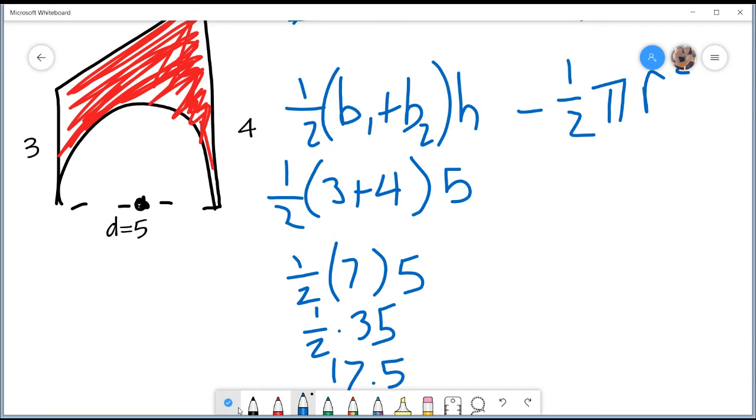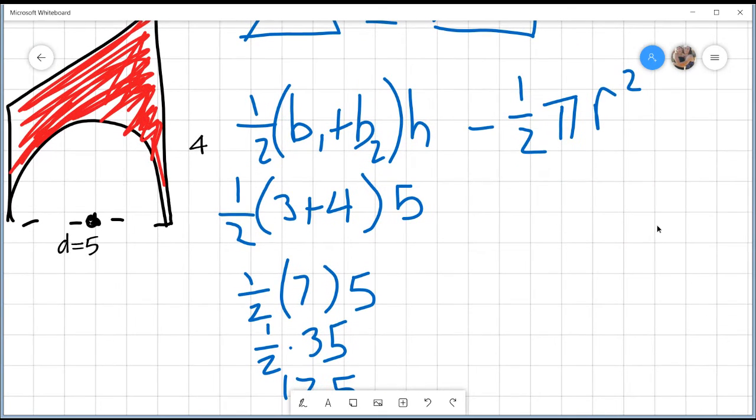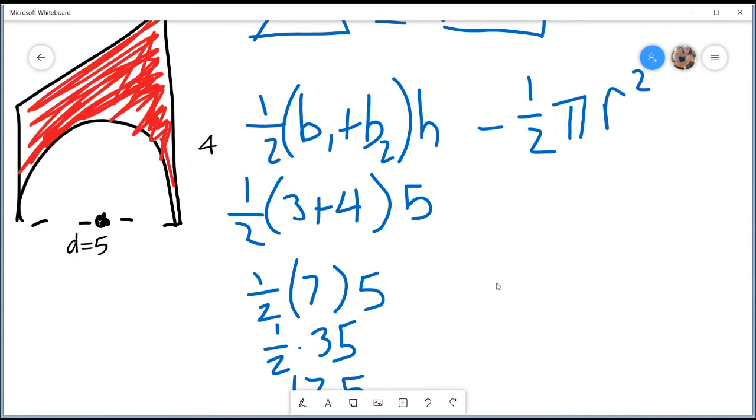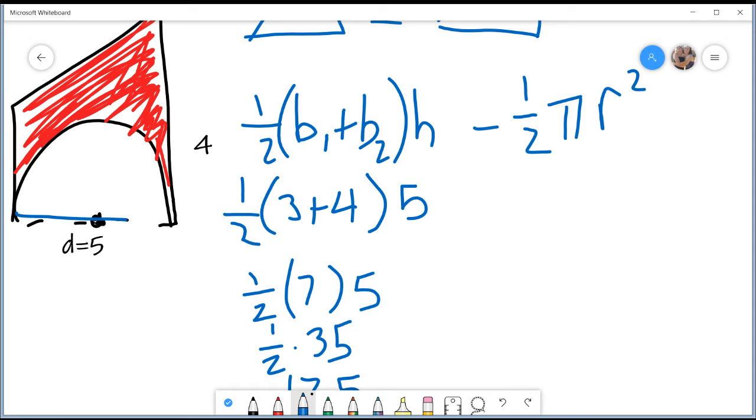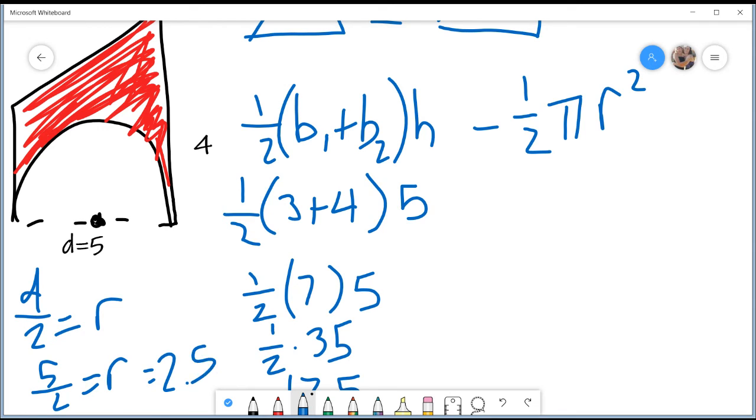Now we can move on to the circle. In order to find the area of the circle, we need to have r, the radius. And remember, the diameter is the full way across the circle. The radius is halfway across the circle. We're given the full length across the circle, the diameter. To get to the radius, we have to divide by 2. So we have 5 divided by 2 is our radius, or 2.5.